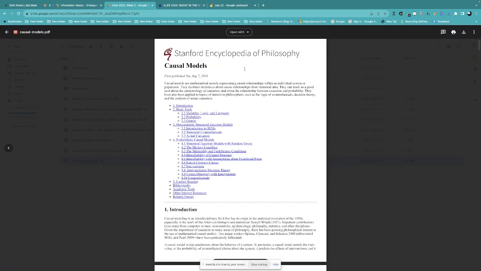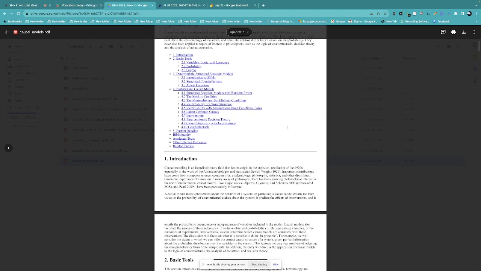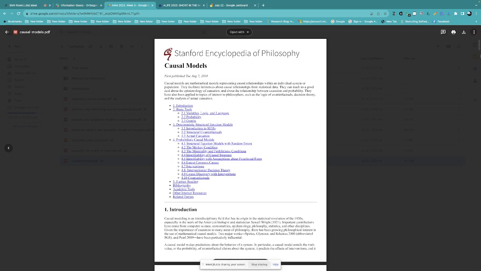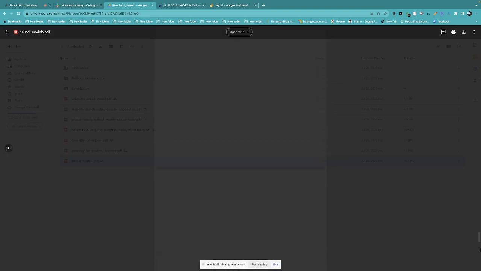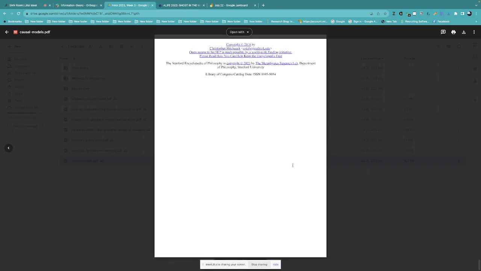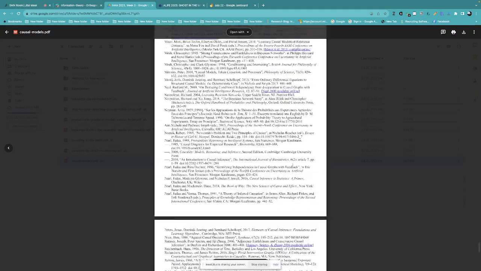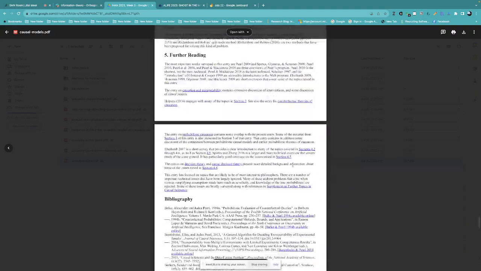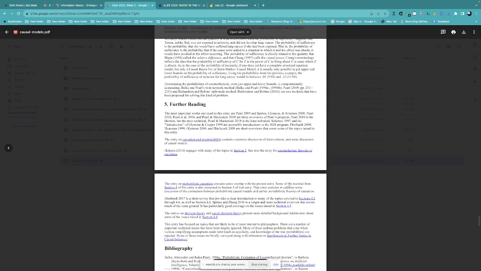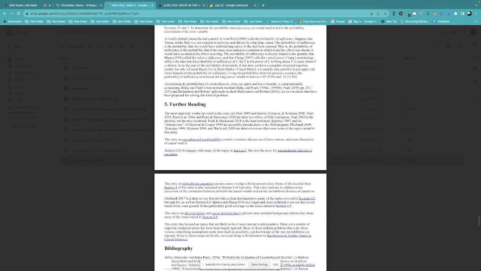The Stanford Encyclopedia of Philosophy has an article on causal models. I don't know who wrote this, but the author is listed. It'd be nice to know who that is. Let's see. There are a lot of nice references here, but I don't think they really give the author here. But they basically cite a lot of Pearl, and they cite a lot of other people here.